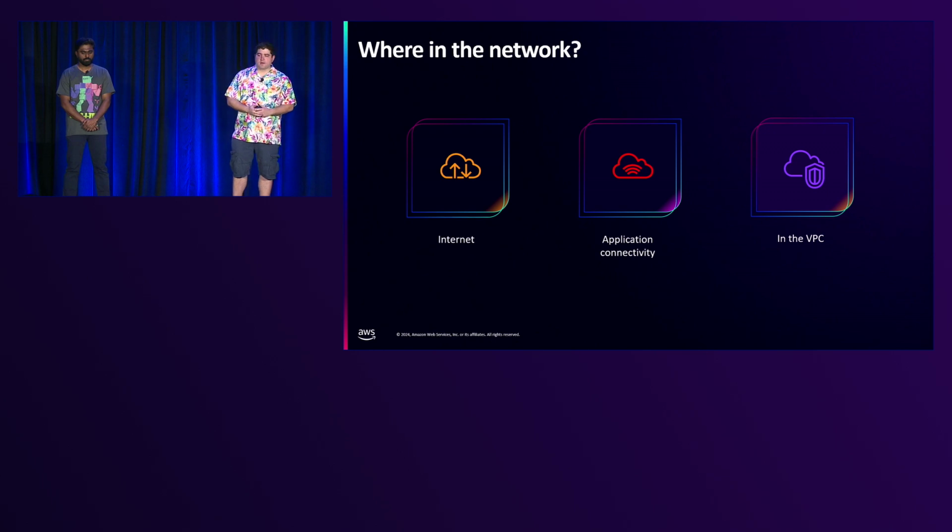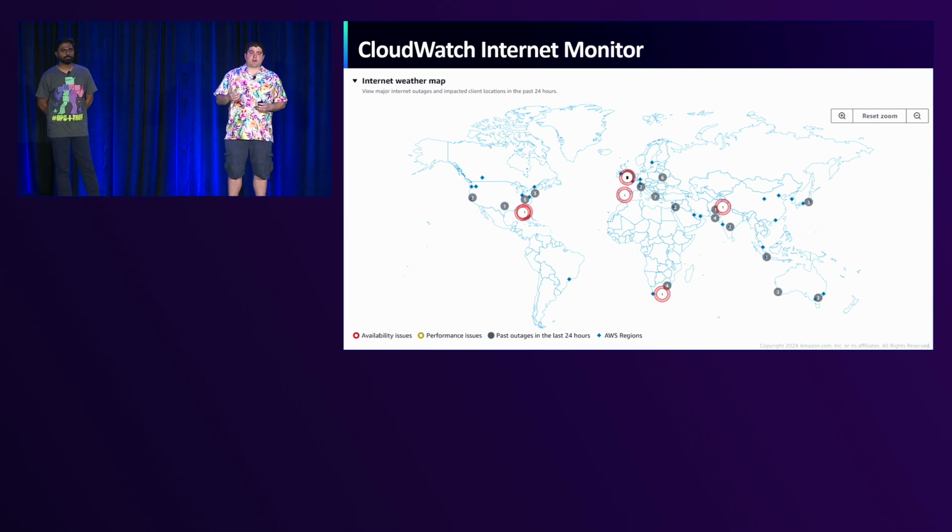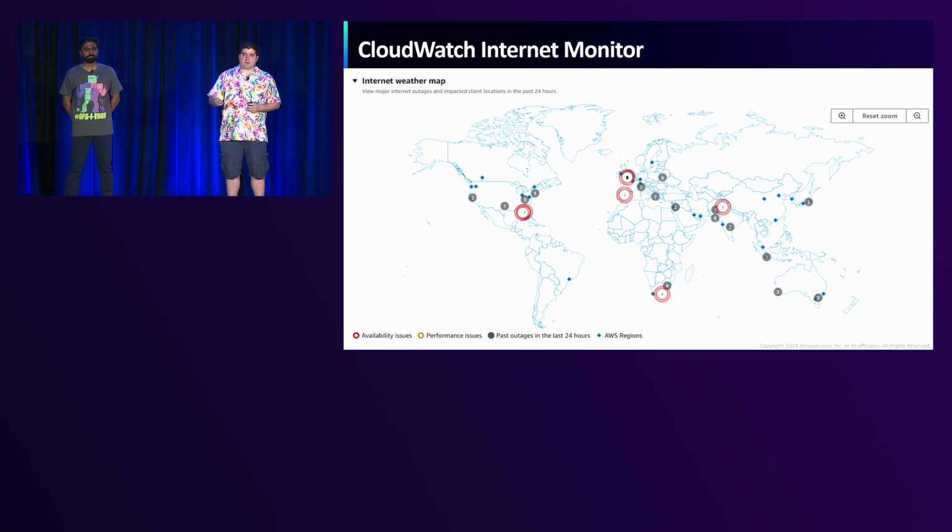I'll start with, wouldn't it be great if I had a map that would show me internet health issues, and whether those issues were impacting my users in a specific way? Well, the good news is this exists with CloudWatch Internet Monitor. This will give you a map showing any open and ongoing internet issues, like internet weather.